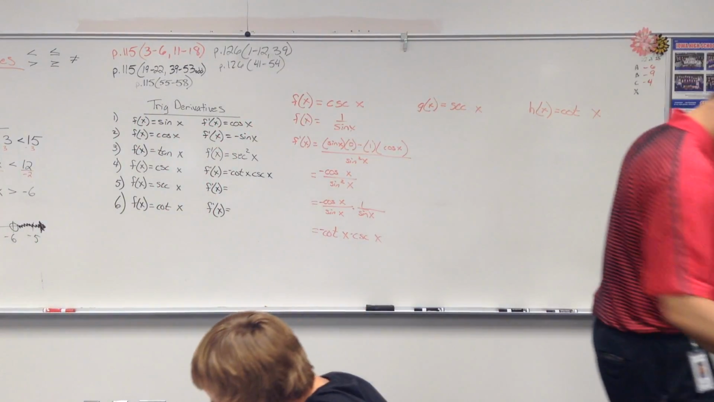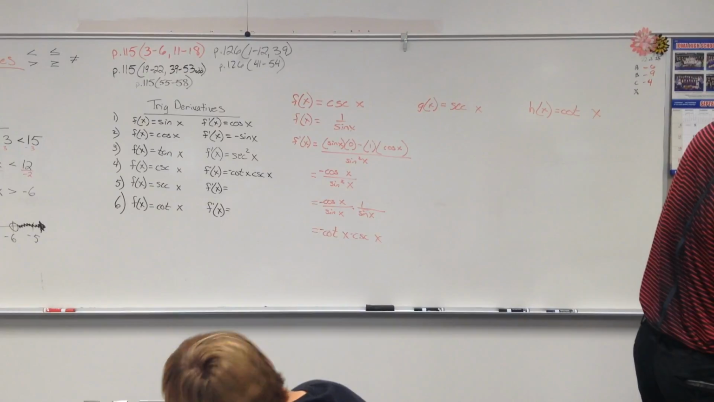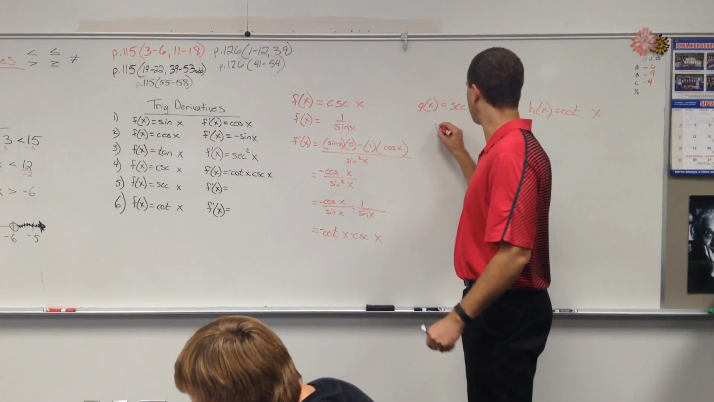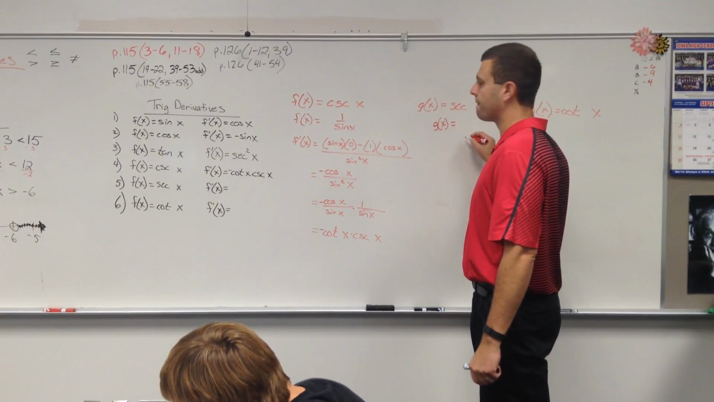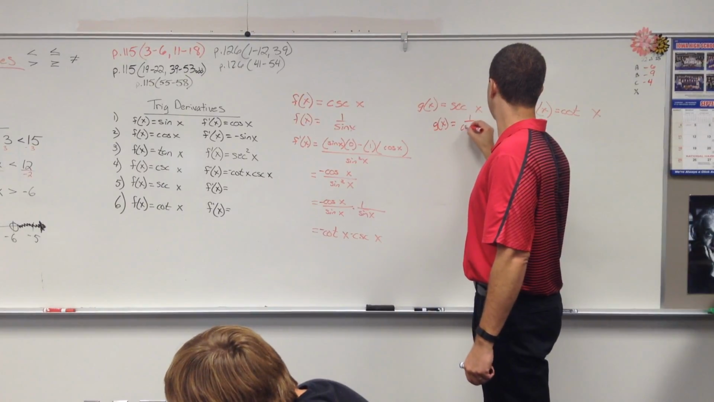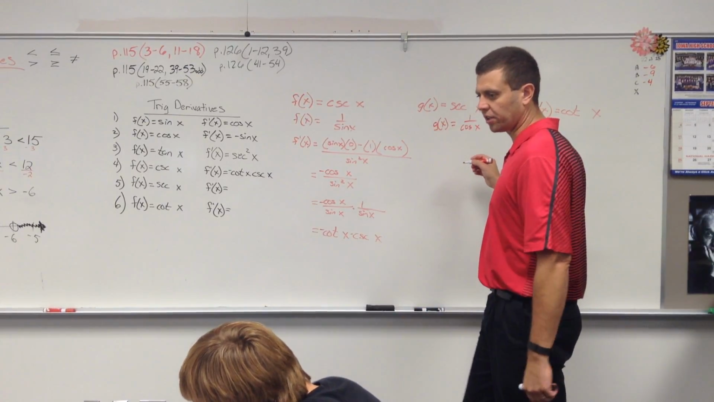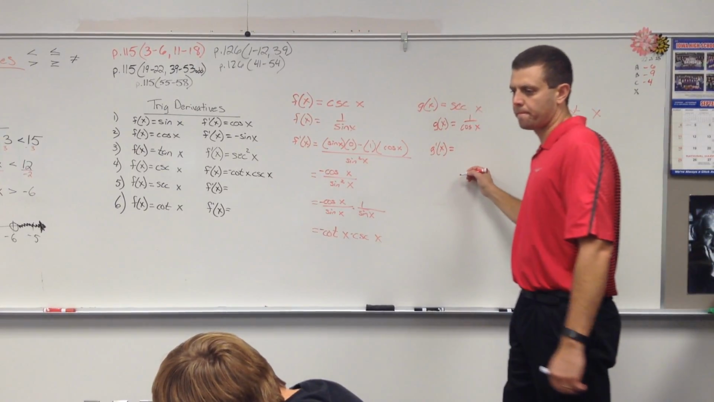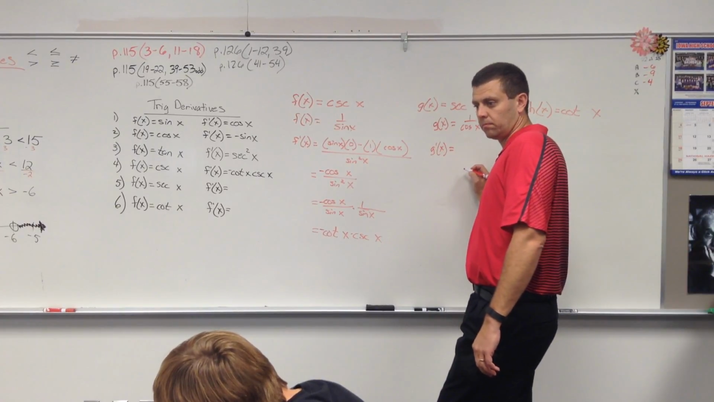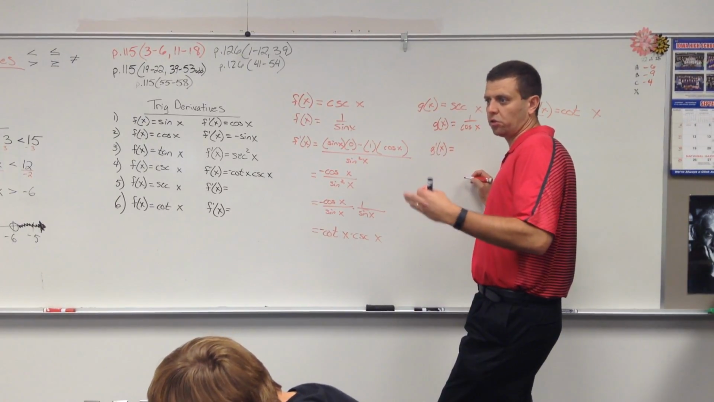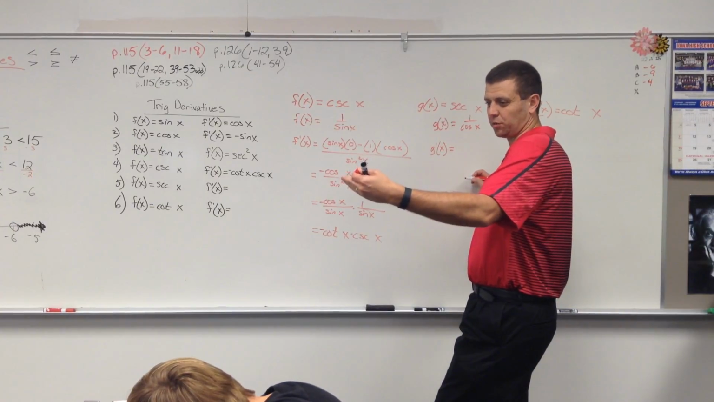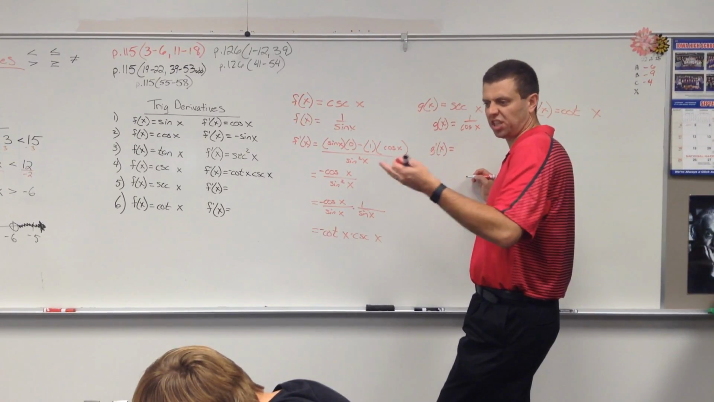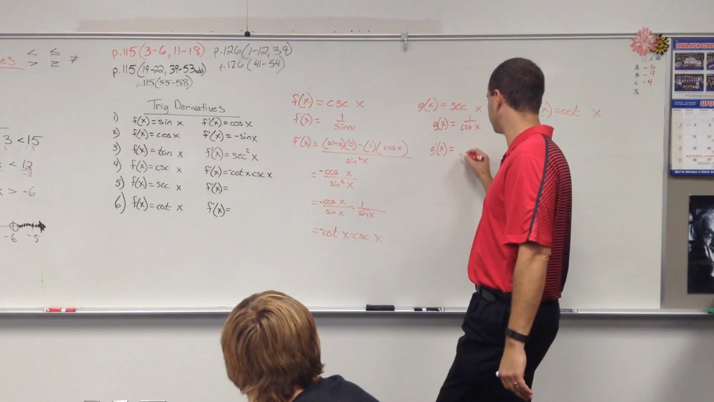For cotangent, I ended up with negative sine squared x minus cosine squared x all over sine squared x. What's your numerator going to change to? Sine squared plus cosine squared equals 1. Negative sine squared minus cosine squared has to equal negative 1. So you have a negative 1 on top.